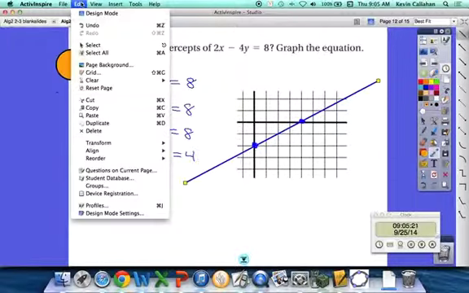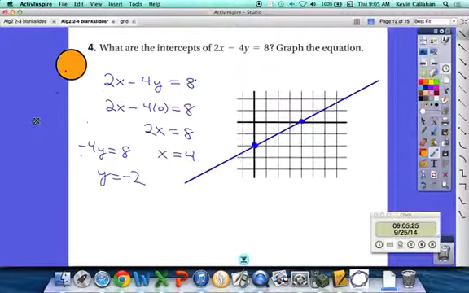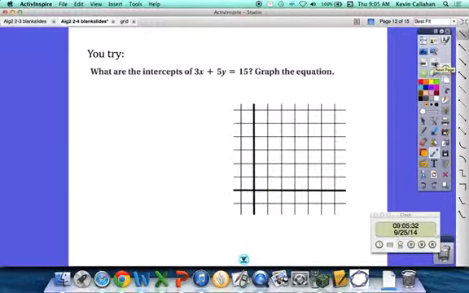Let's try this. Try to do it on that one, right? 3x plus 5y equals 15. Find the intercepts, plot them, and then connect them with a line.